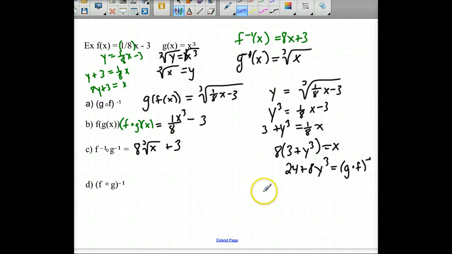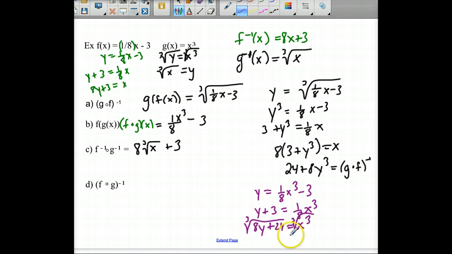We want the inverse of that, so y equals 1/8 x cubed minus 3. That's f of g. Add 3 to both sides. Multiply by 8. Take the cubed root. So that would equal the cubed root. Switch your variables.